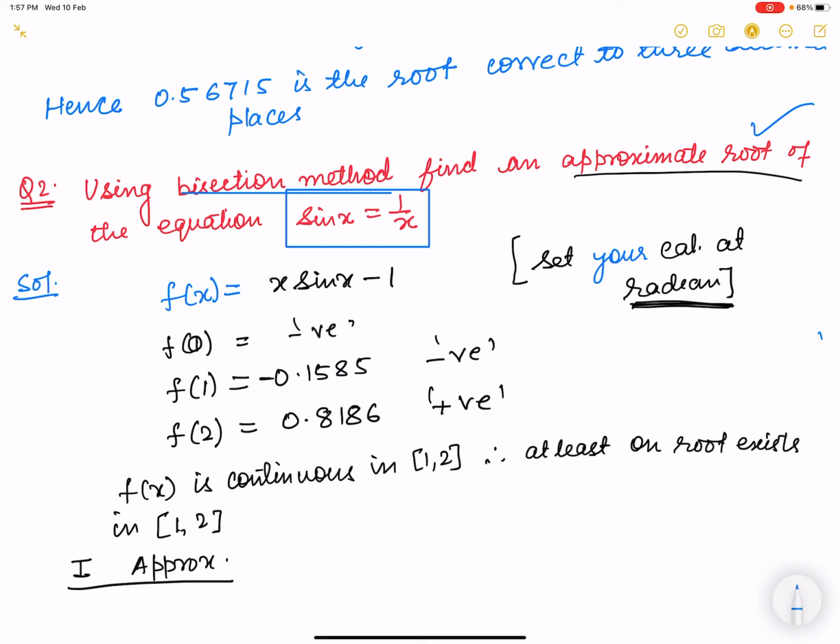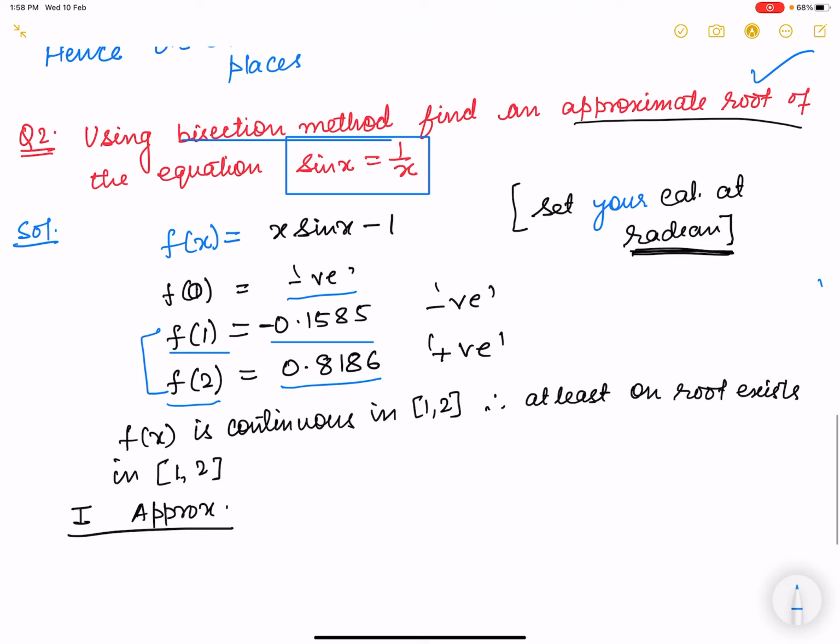Now we'll find 2 points at which the function takes positive and negative values. Let us start with 0. When we find the value of the function at 0, we find that it comes out to be negative. We move to 1, and the value of the function at 1 is again negative. So till now we haven't found 2 points at which the function has opposite signs. So we move to 2 and find that the value of the function at 2 is positive. This means that the root lies between 1 and 2. Since f is continuous on 1 and 2, at least one root exists between 1 and 2.